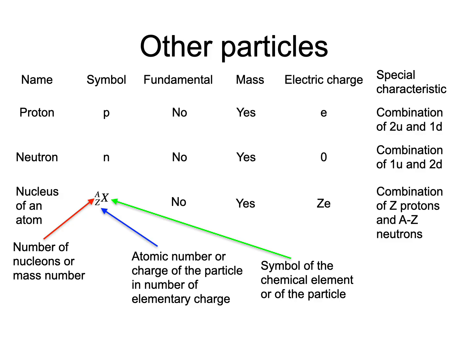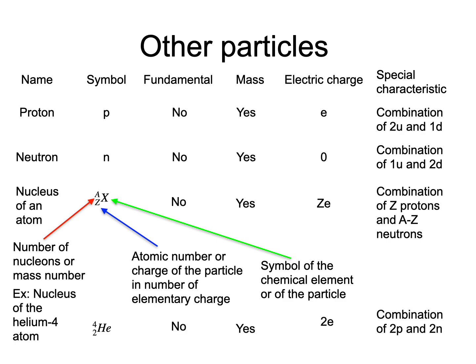For example, if we fill the table specifically with the information from the nucleus of helium-4, we get this. Notice that capital Z and capital X carry the same information about the number of protons, because each element has a given number of protons. However, the number of neutrons can vary, leading to a different mass number. Elements with the same number of protons but different number of neutrons are said to be isotopes.